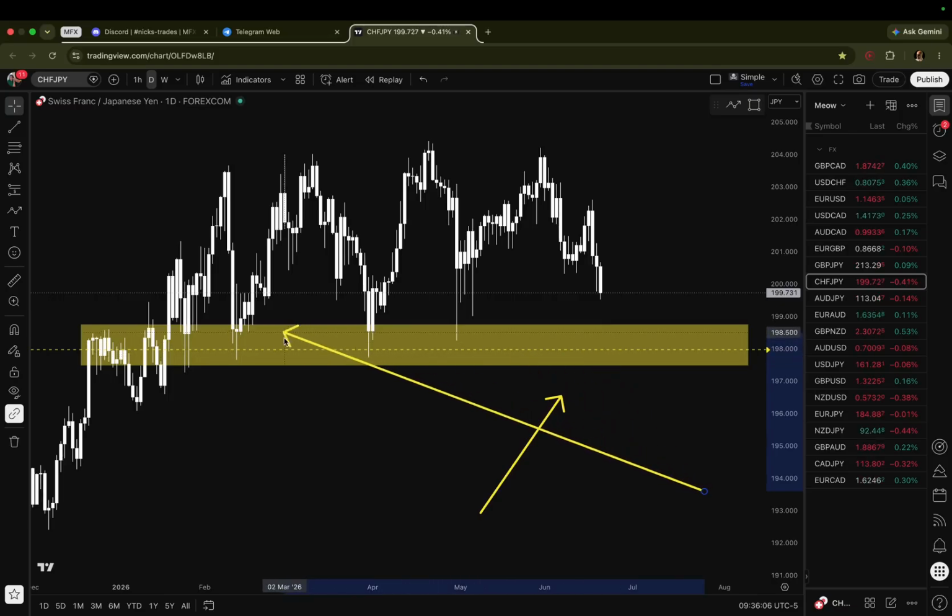If price comes down here into this zone where this current alert is on CHF JPY, I think this is a pretty decent trading opportunity.